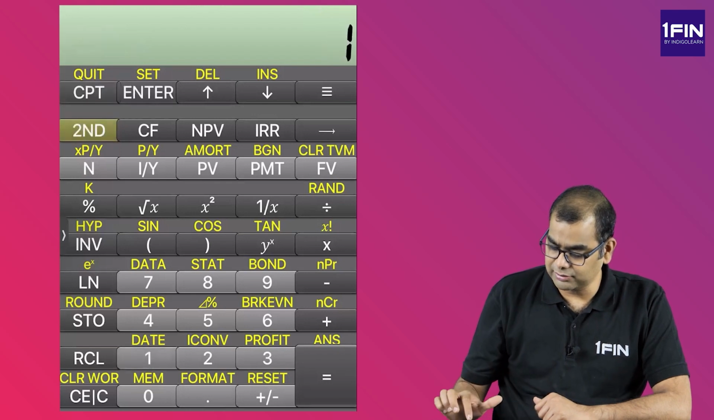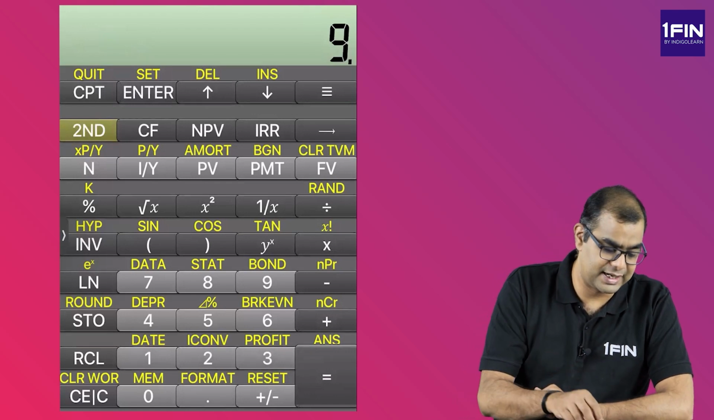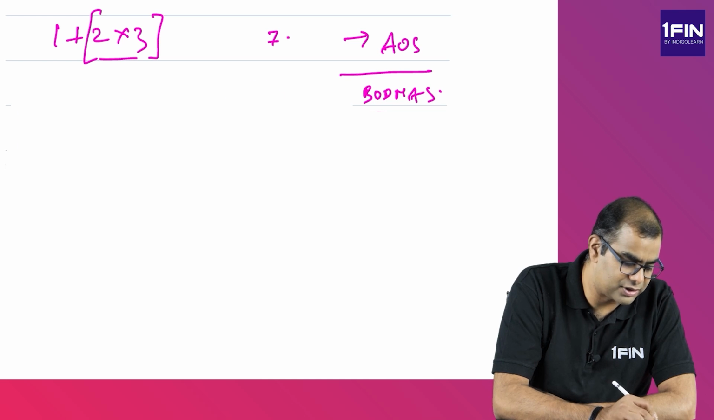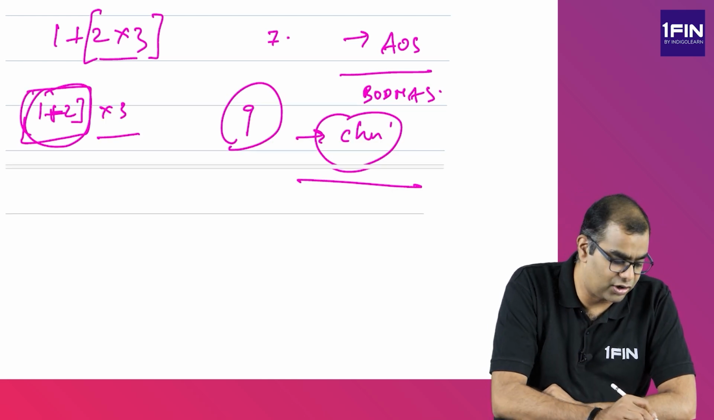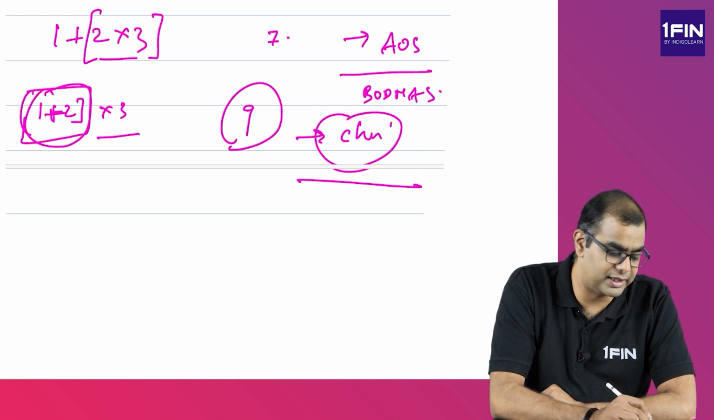Right. 1 plus 2 into 3. What did you get? You get the answer as 9. How did you get 9? It is first doing 1 plus 2. Why is it doing 1 plus 2? Because whatever the first operator is, it is following that operator and the action required by that operator, and then moving to the next operator. 1 plus 2 is 3, 3 into 3 is 9.